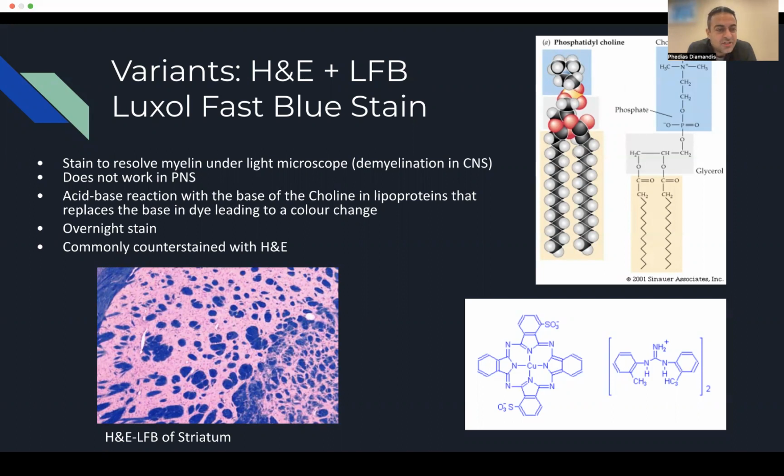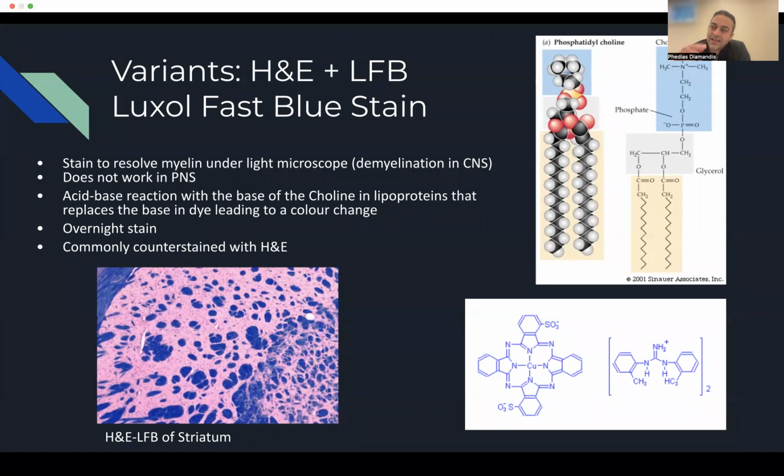It's used to detect demyelination, and again, similar types of reactions. It's an acid-base reaction of the choline group in lipoproteins that interacts with these basic components or acidic components of this kind of amine group with the extra hydrogen. So this component of the Luxol Fast Blue dye will bind to choline and lipoproteins.